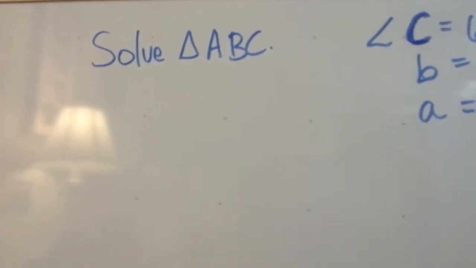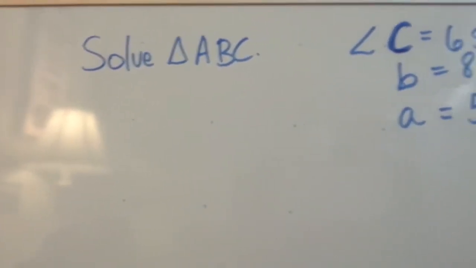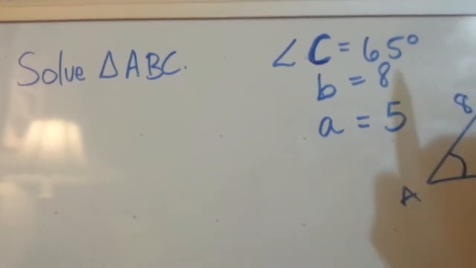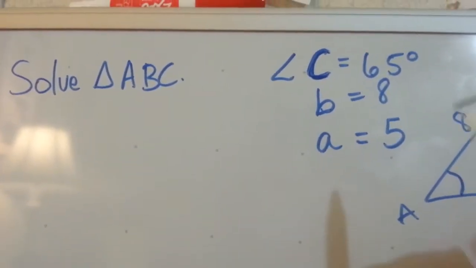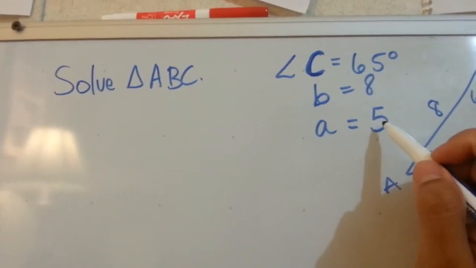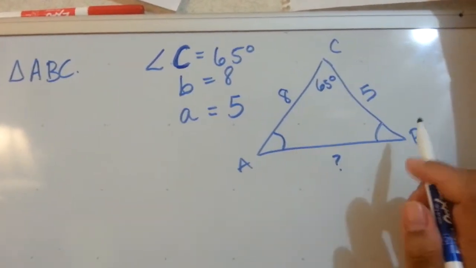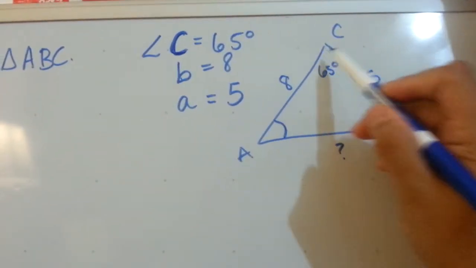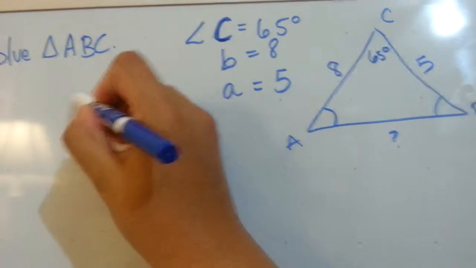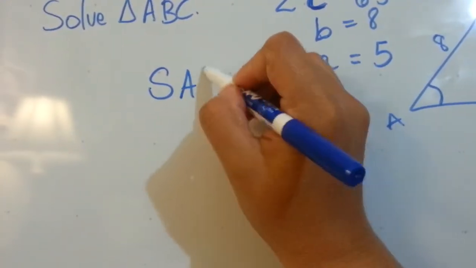Welcome. In this video we're going to solve a triangle with this information. Angle C is 65, side B is 8, and side A is 5. And when you sketch the triangle, you realize that you have two sides and an angle. This is a side angle side, right over here, side angle side.